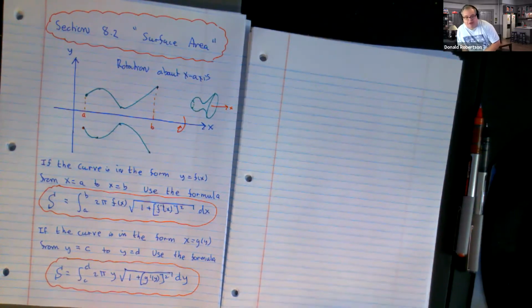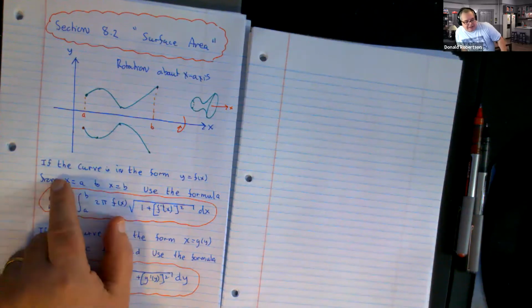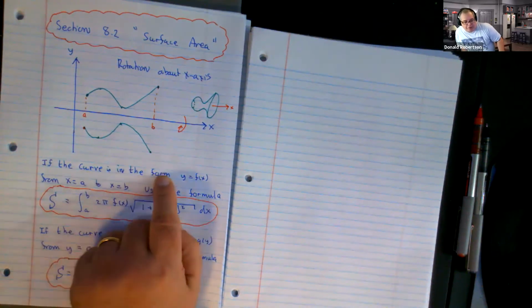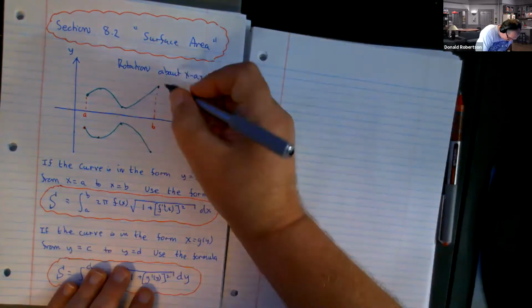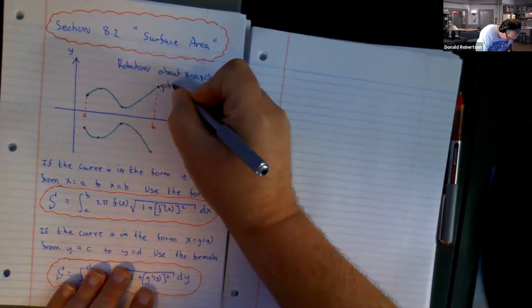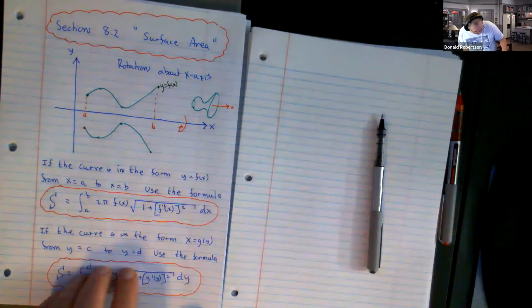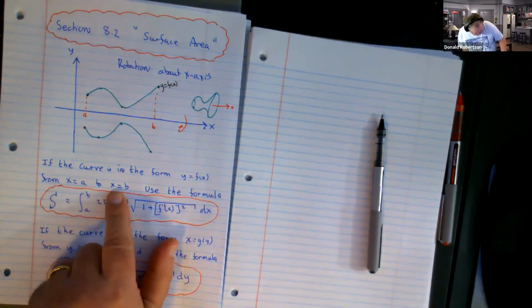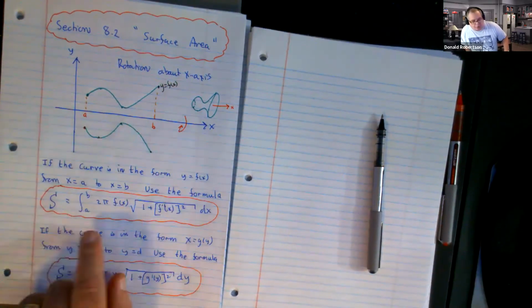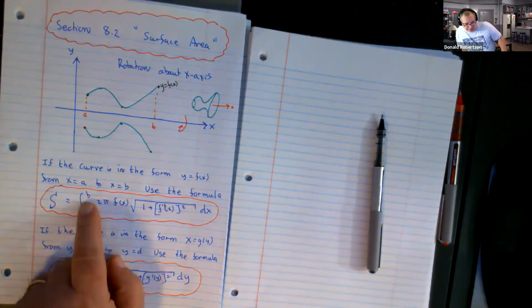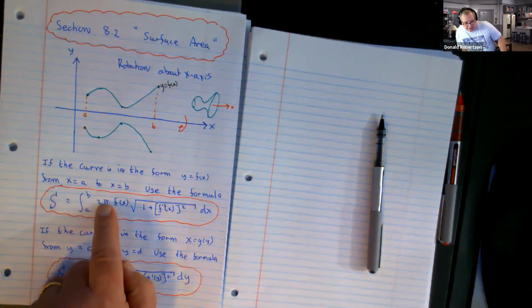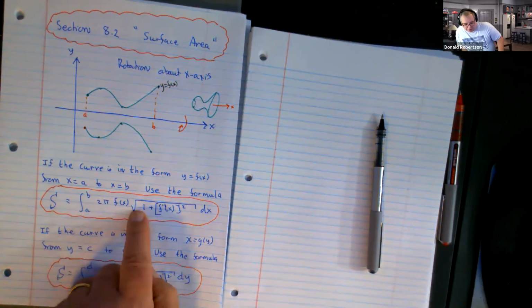They're really messy things. Now, if you have a curve and it's written in the form y equals f of x, which is probably this one here, and you're going from x equals a to x equals b, from there to there, the formula for getting the surface area is the integral from a to b, 2 pi f of x, and this ugly square root.